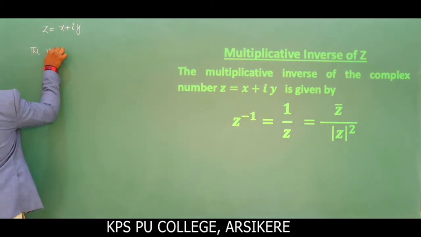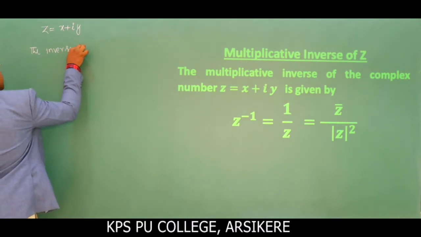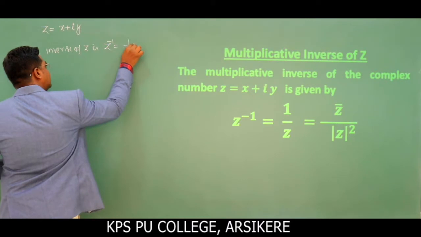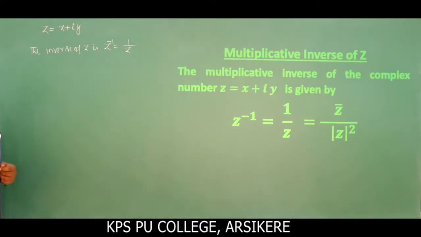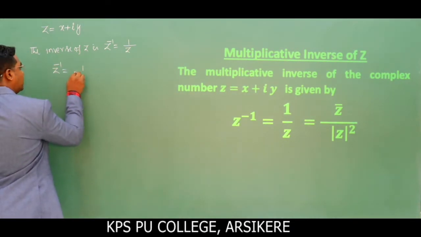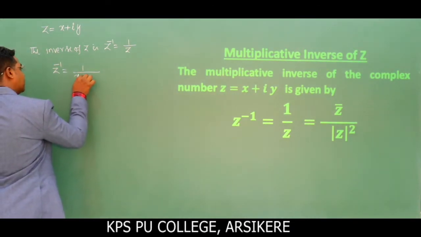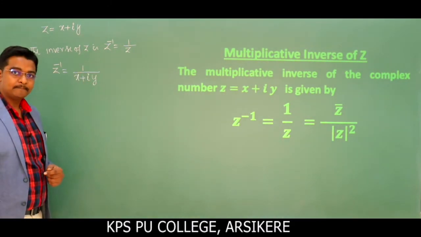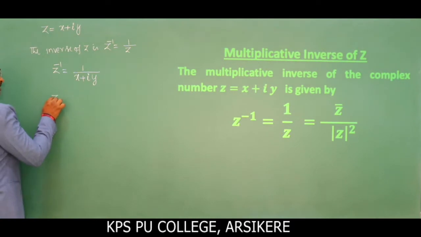Then I'll write the multiplicative inverse. Inverse of z is z inverse, which is 1 by z. Then write z inverse as it is: z inverse is equal to 1 divided by x plus iy. Let us simplify this first.